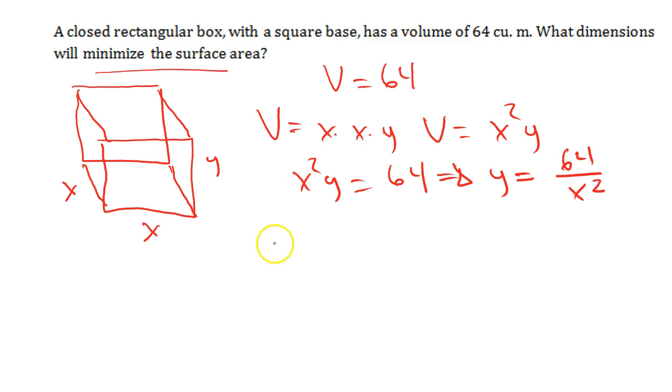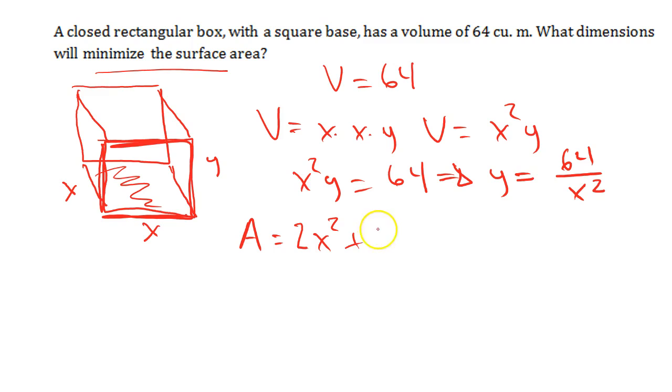So the surface area, say A or S, is the area of the base, which is this area here. So it's x squared, and there is a top and a bottom, so there are two of these, plus the area of one of the sides, the front here. It's again a rectangle, and that area is x times y, and there are four of those.